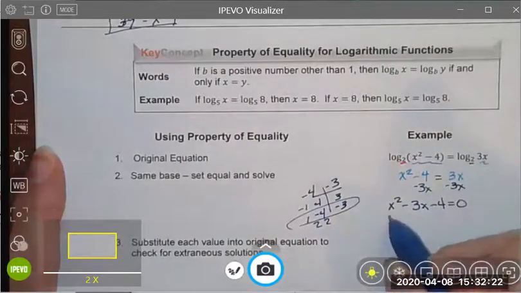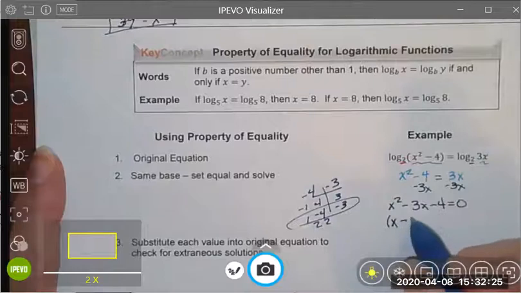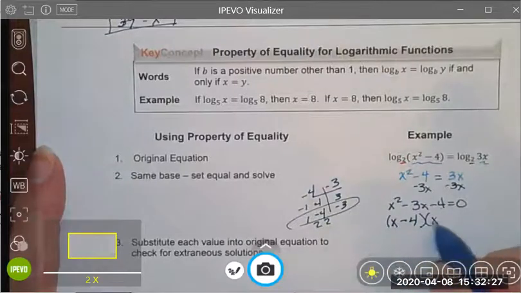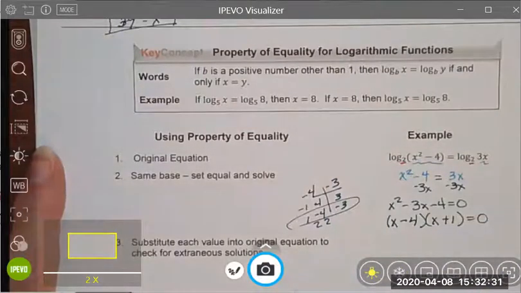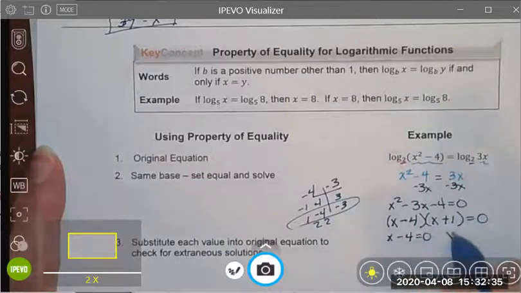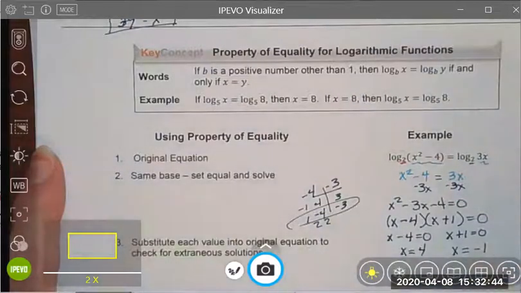So I'm going to write this as x minus 4, x plus 1 equals 0. I'm going to set each term equal to 0, and I'm going to solve my baby equations. And I end up with x equals 4 and x equals -1.